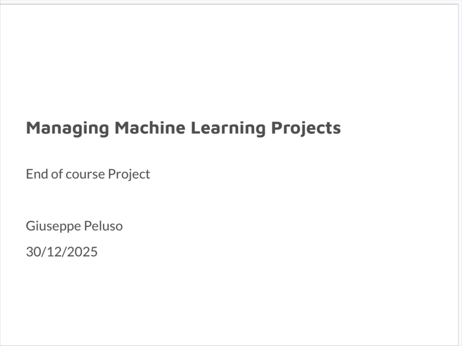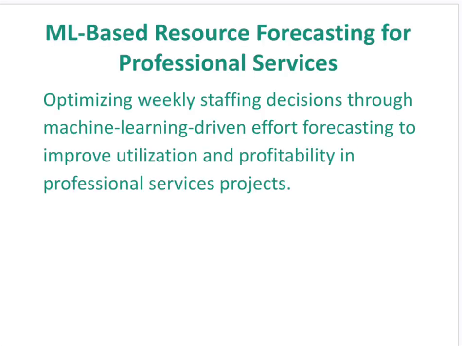This is my end of course project for the Managing Machine Learning Projects course. The project is about defining the steps to create an ML-based solution for resource forecasting for professional services. So we want to optimize the weekly staffing decisions through machine learning-driven effort forecasting to improve utilization and profitability in professional services projects.